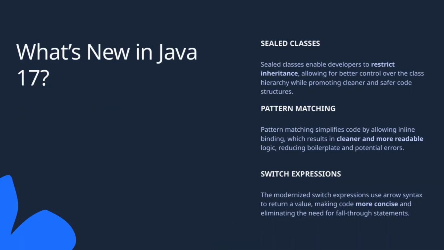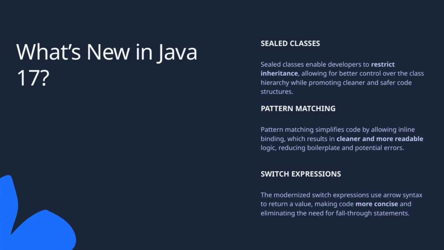Let's start by looking at the modernized switch expressions. These now use arrow syntax to return a value directly, which makes the code much more concise. It also removes the need for fall-through statements that we used to have to manage explicitly, leading to cleaner, more straightforward code. Moving on to pattern matching, this feature simplifies our logic further by allowing inline binding. This means we can handle different cases more elegantly within a single statement, reducing boilerplate and making the code easier to read and less prone to errors.